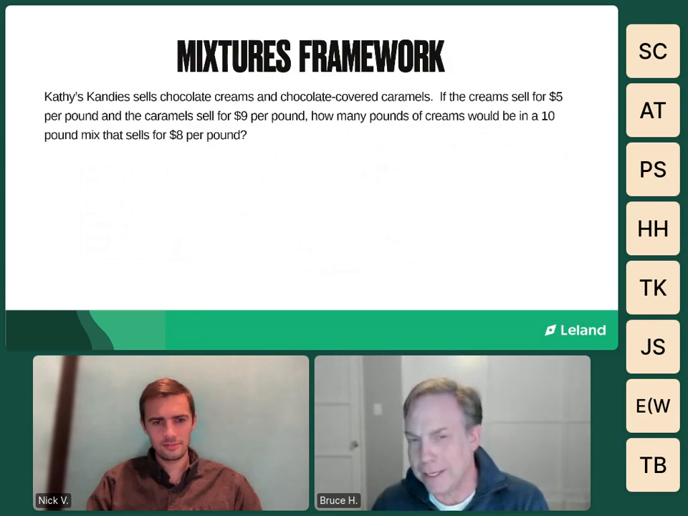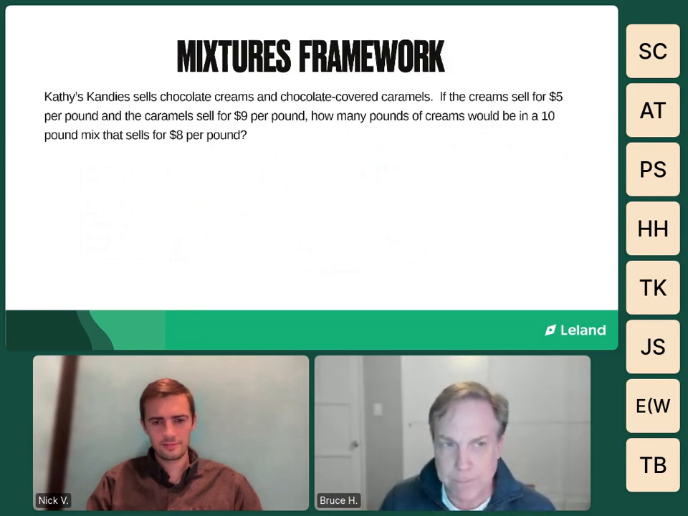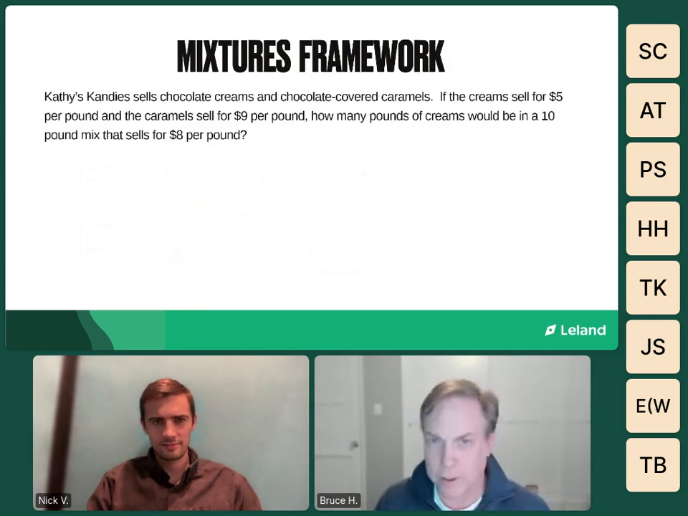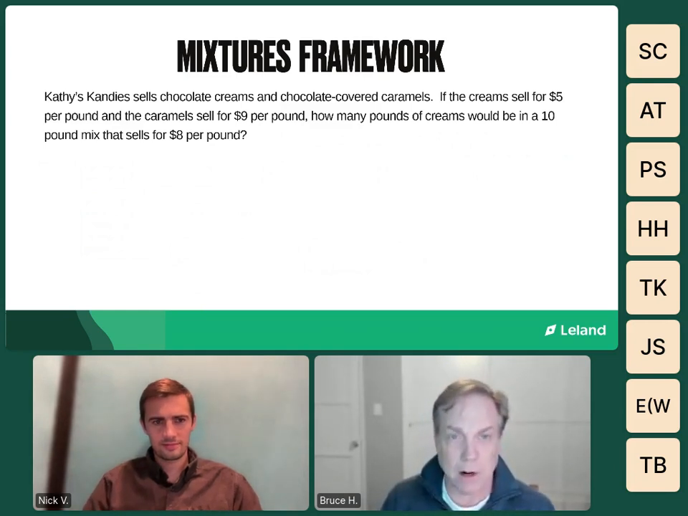So here's the thing. You're going to get on the test something that sounds like this. Kathy's Candies sells chocolate creams and chocolate covered caramels. If the creams sell for $5 per pound and the caramels sell for $9 per pound, how many pounds of creams would be in a 10-pound mix that sells for $8 per pound?